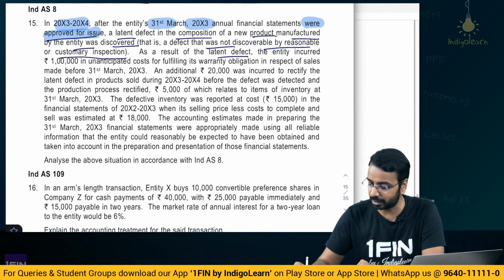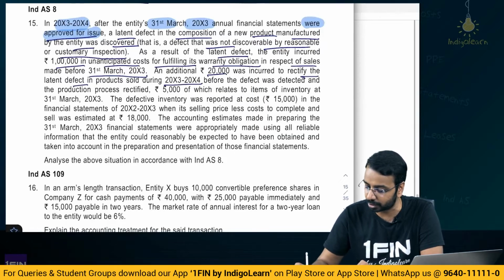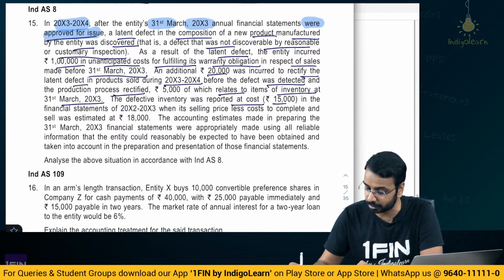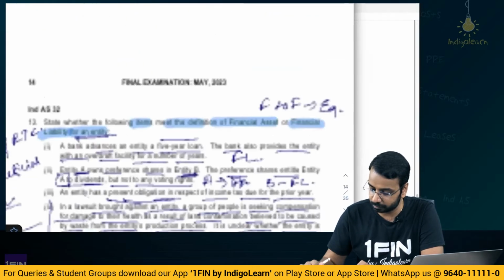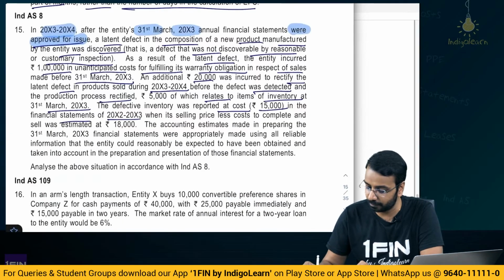As a result of the latent defect, the entity incurred rupees 1 lakh in unanticipated cost for fulfilling its warranty obligation in respect of sales made before 31st of March. An additional 20,000 was incurred to rectify the latent defect in products sold during year 3-4 before the defect was detected and the production process was rectified. 5,000 of which relates to items of inventory at 31st of March year 3. The defective inventory was reported at cost of 15,000 in the financial statements of year 2-3, when its selling price less cost to complete the sale was estimated to be 18,000. So, this was estimated to be the NRV.